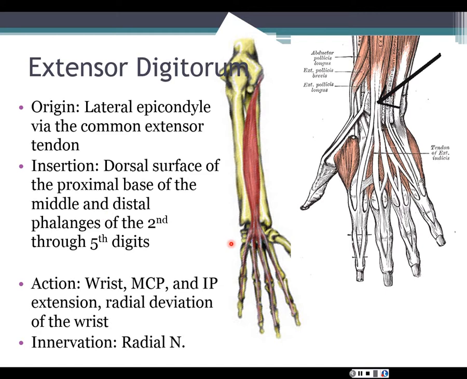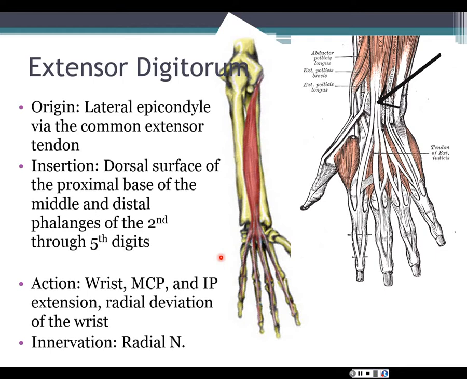This one is interesting because the insertion is a little bit different. Like I just talked about how the superficialis splits at the proximal phalanx. The flexor digitorum superficialis actually splits, and it's going to insert into the base of that middle phalanx, and the profundus is going to go all the way through to the distal phalanx. So it's going to take 2 muscles to flex all the finger joints.